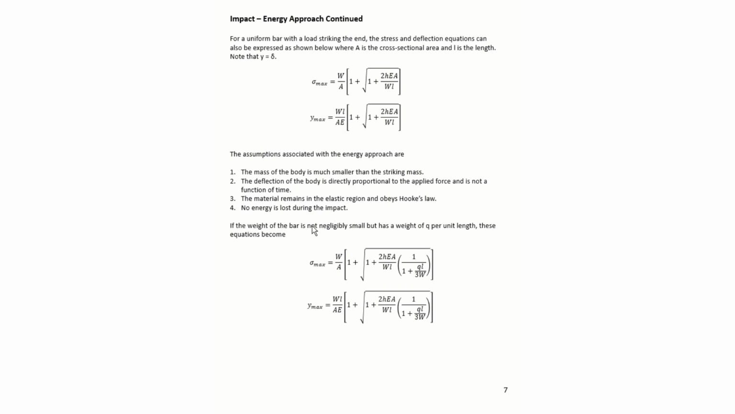If the weight of the bar is not negligible, then these equations up here need to include that weight of the bar, and you can see we get these additional terms down in here, where this little q would be the weight per unit length. And so these equations become a little more complex if the weight of the bar is not negligible.